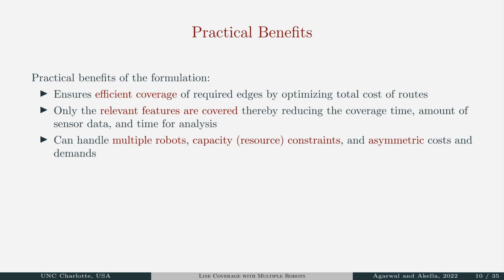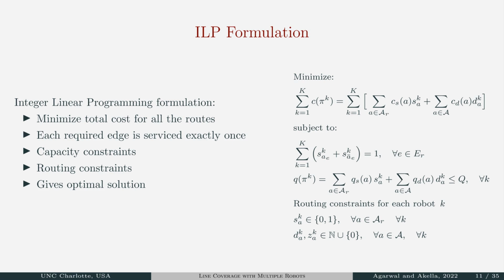We ensure efficient coverage of required features by optimizing the total cost of the routes. Only the relevant features are covered, and the formulation can handle multiple robots, capacity or resource constraints, and asymmetric costs and demands. We first develop an integer linear programming formulation.